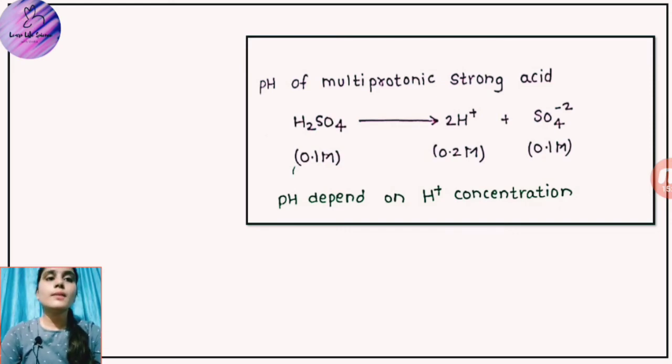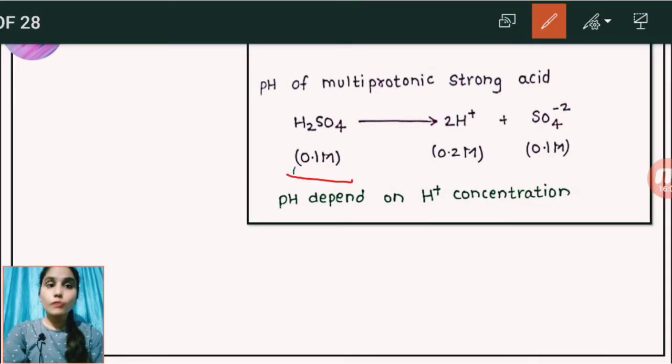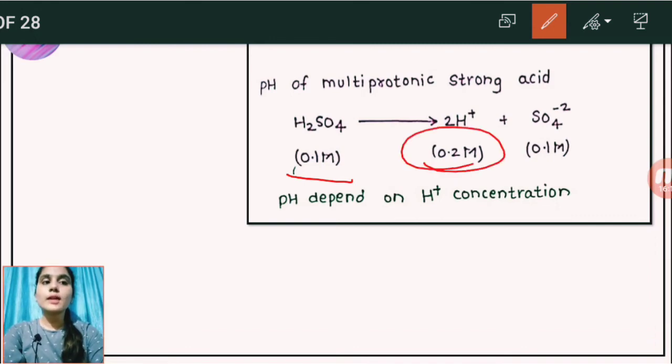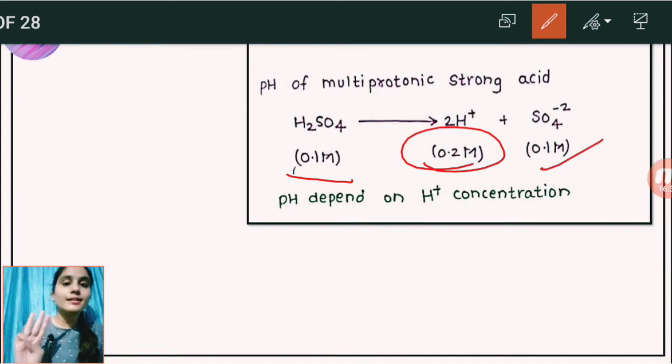Now, the important thing on dissociation, what you will get, the concentration of hydrogen ion is 2 times more, as you can see here, while the concentration of sulfate group will be the same, that is 0.1. Okay, so in case of multiprotonic acid, you will have to concentrate on the hydrogen ion concentration, and you will also have to focus on the numbers that are present. If the group is H3, then you will have to focus that the concentration of hydrogen ion will be 3 times more.